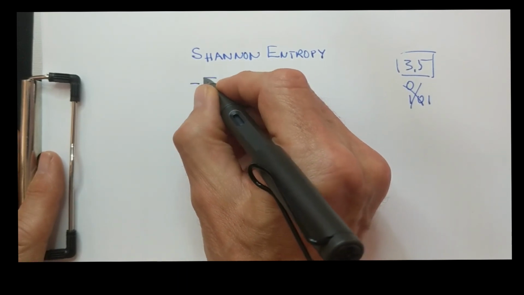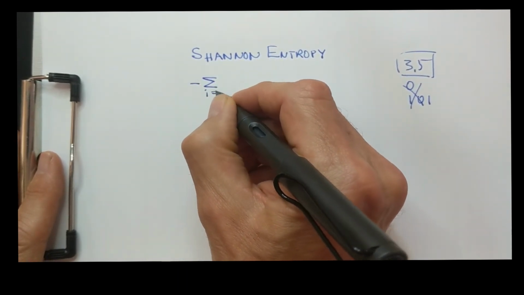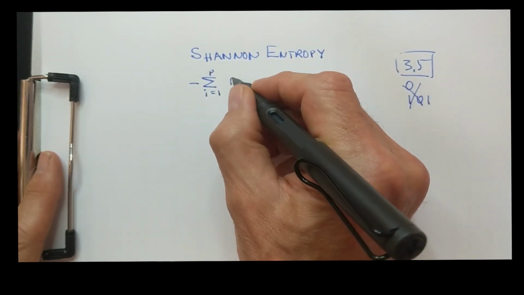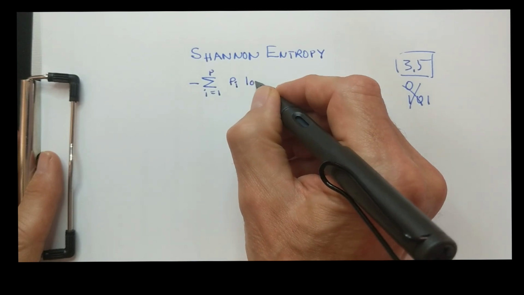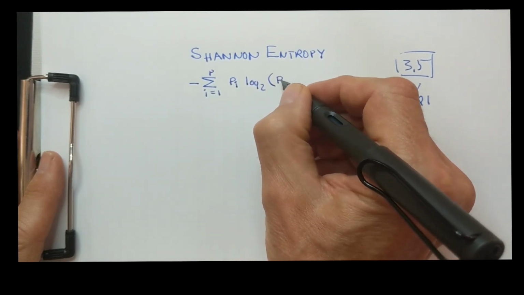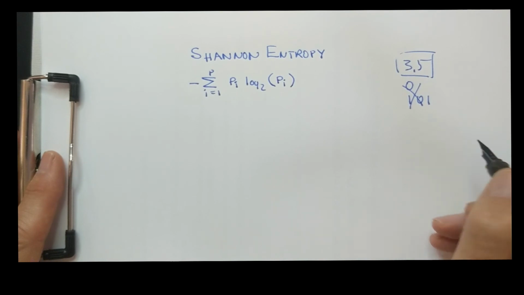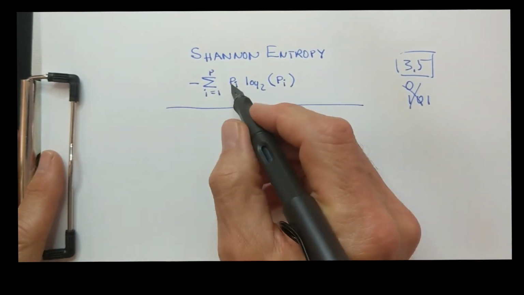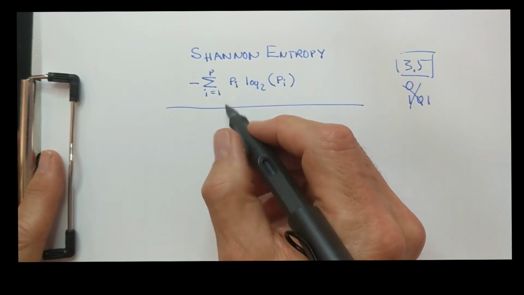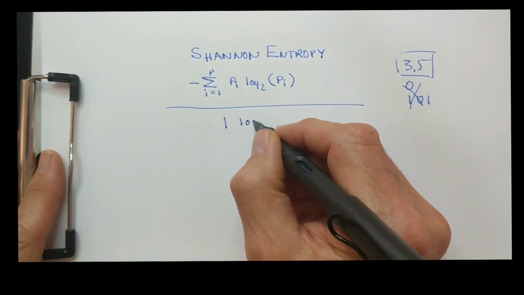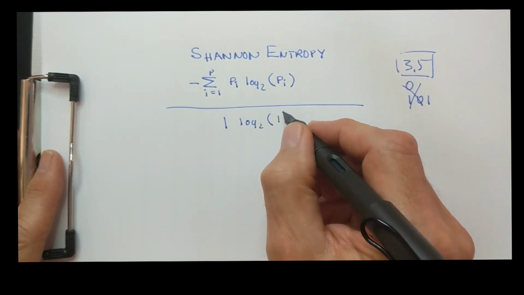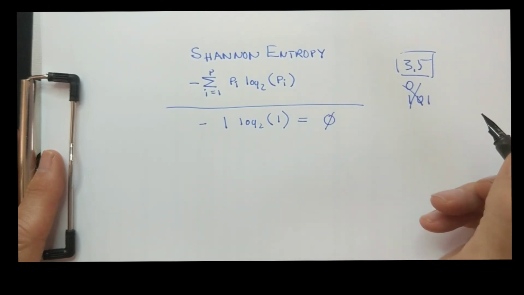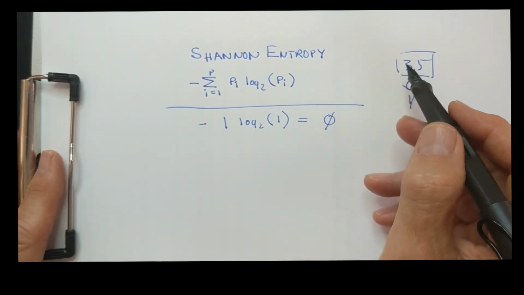And that formula is this. So we're summing over all the different probabilities of the event. That's the Shannon Entropy formula. So let's try it with a cat. The probability of a cat being in the house is 1. That's minus there. That's 0. So it takes 0 bits to encode that information.